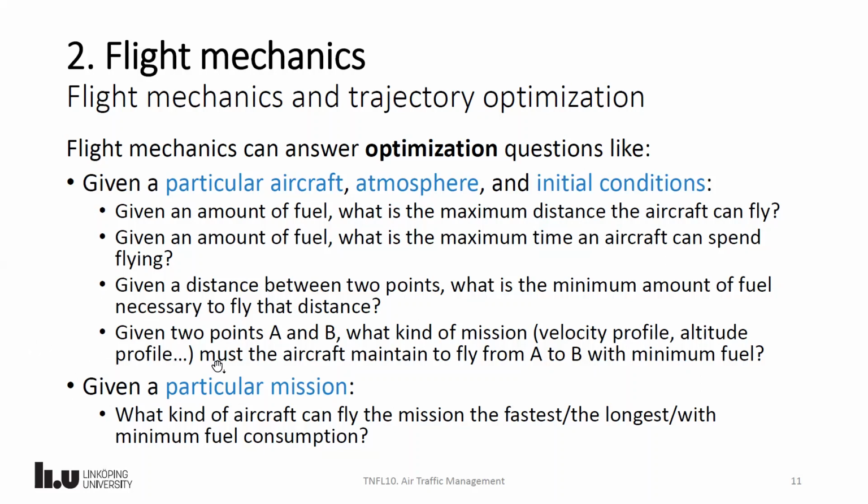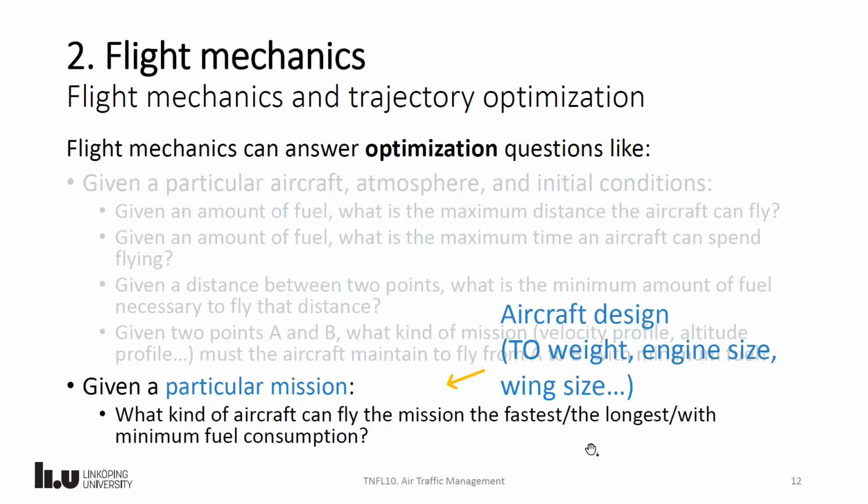Or, for example, given 2 points, A and B, what kind of mission, in general, we have to define the velocity profile and the altitude profile. What must the aircraft maintain to fly from A to B with the minimum fuel? So all these questions can be answered through flight mechanics, and it's going to give us a model, the objective function, in order to answer all these questions. Another optimization question could be, given a particular mission, what kind of aircraft flies the mission the fastest, longest, or with the minimum fuel consumption?